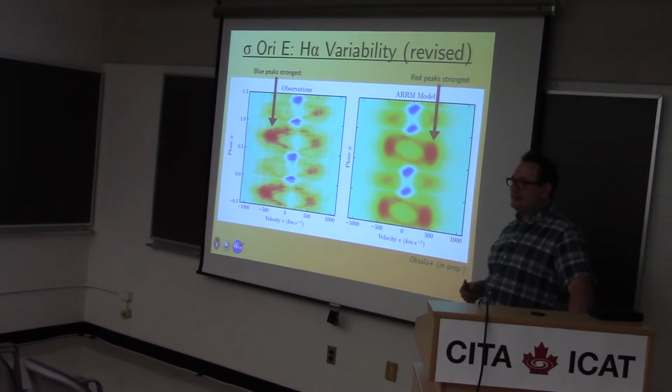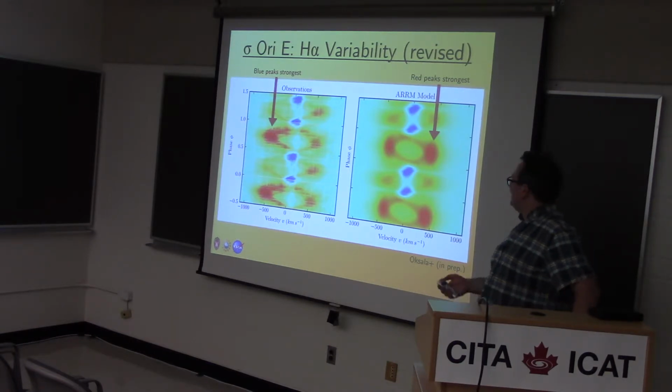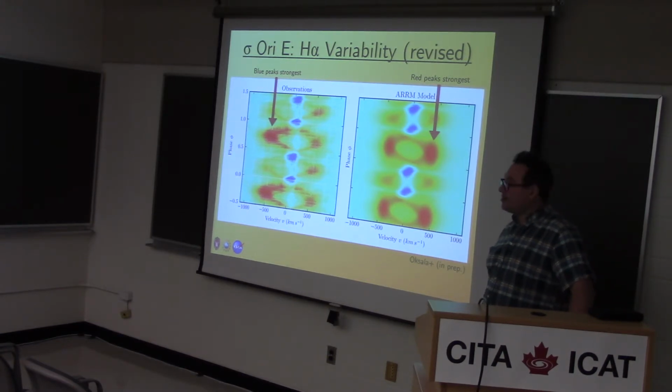And like all good science, the fit has only got worse. So with improved observational data, we now find that the model predicts the red peaks for the H-alpha emission should be stronger, whereas in fact, obviously, the observations still show the blue peaks are stronger. So this is one of those frustrating cases where an improvement in the observations actually highlights the flaws in the models. Of course, that's something we should be happy about.